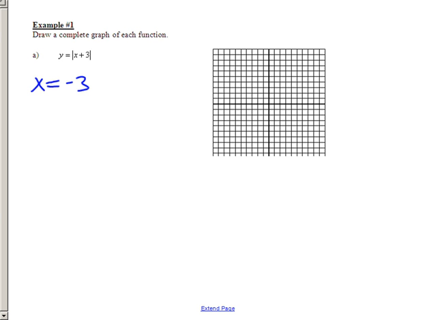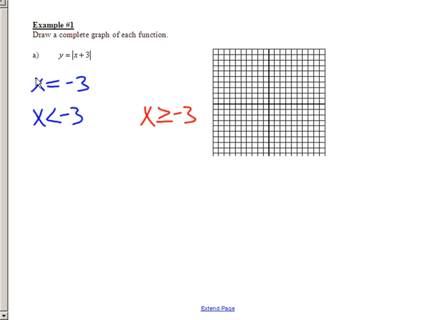So we're going to get two different functions. One function to the right of -3 and a different function to the left of -3. So you have to break it up into two pieces. We're going to look first when x is less than -3, and then when x is greater than or equal to -3.